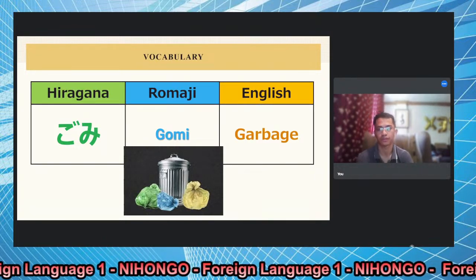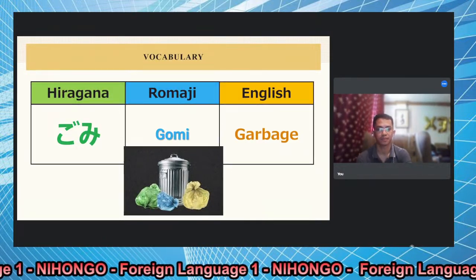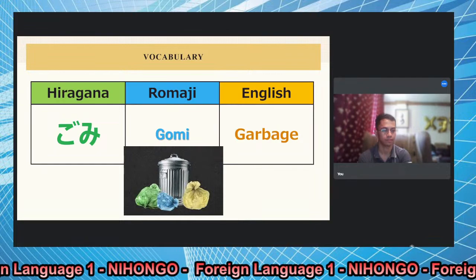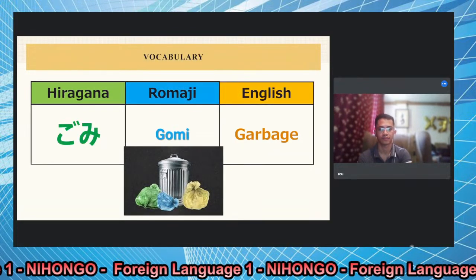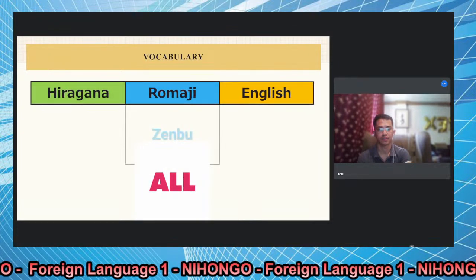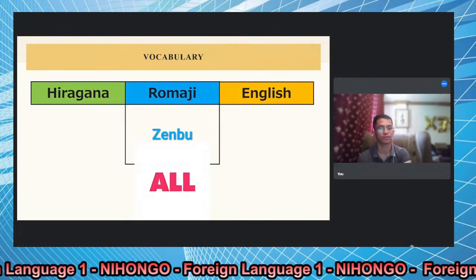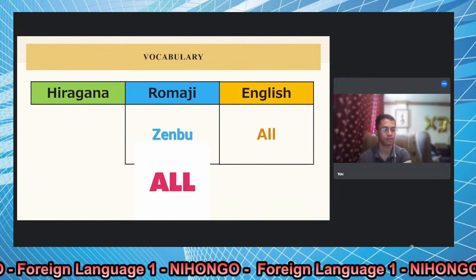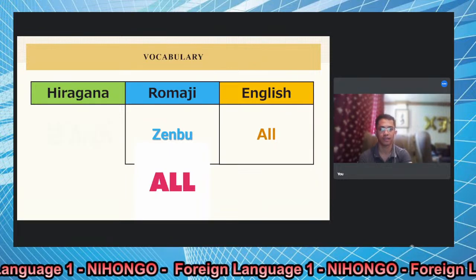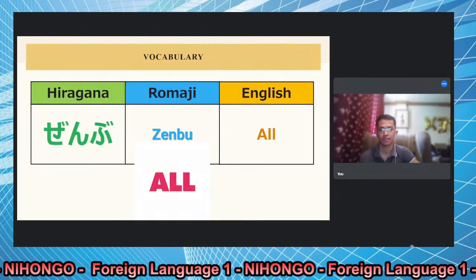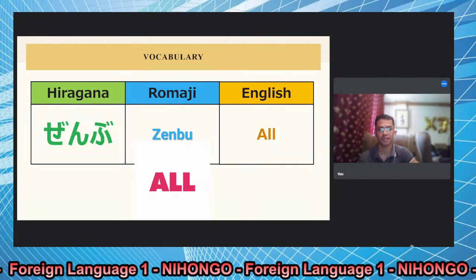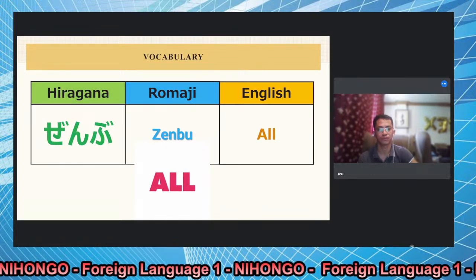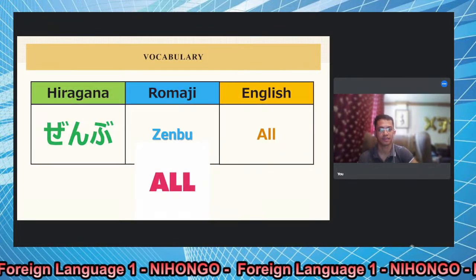Go or ko plus tenten plus mi, komi. Zenbu. Zenbu in English is all. Okay? And it is written as se plus tenten, n, and then fu plus tenten. Zenbu.